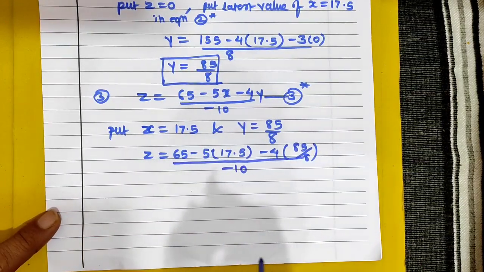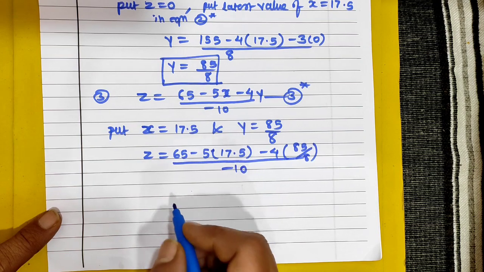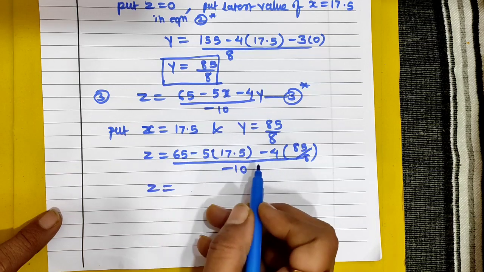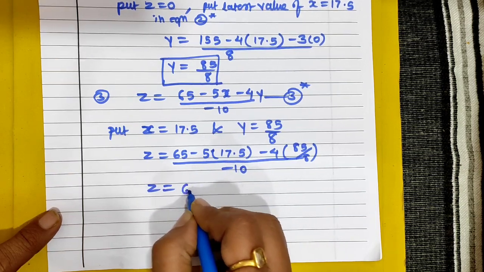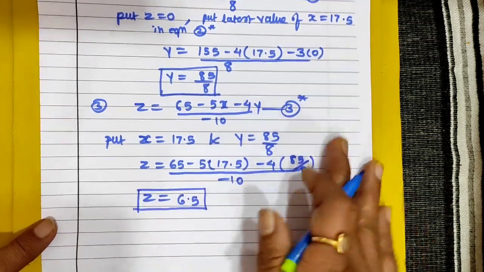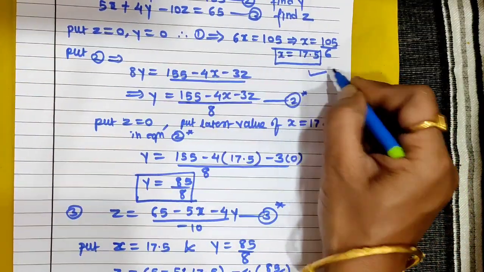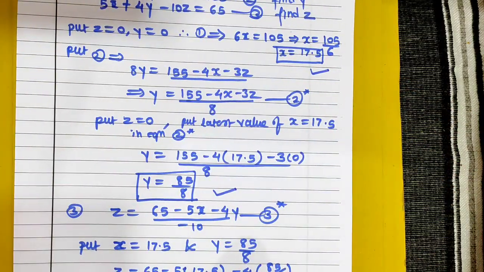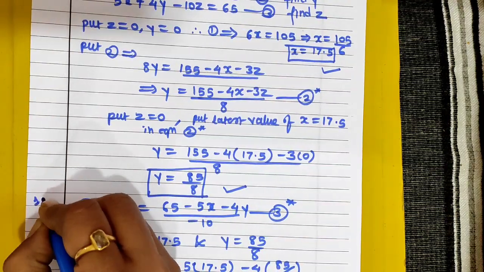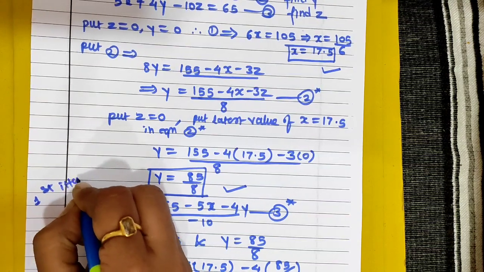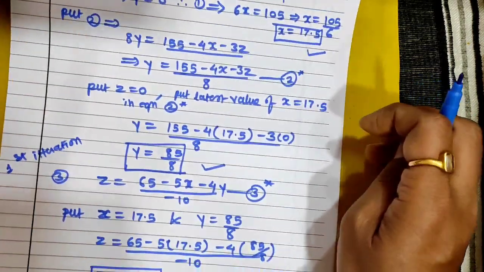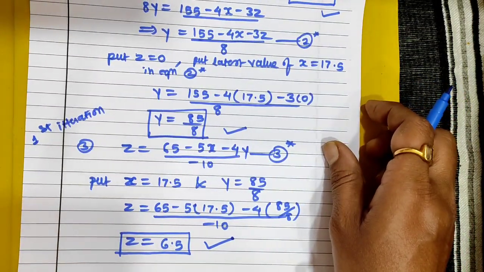Here you have to use the calculator, the calci. Then you will find that z equal to, I used the calci here and I got the value as 6.5. Okay, this is the latest value of z. Okay, this one is the latest value of x, this one is the latest value of y, and this one is the latest value of z. This is our first iteration. Okay, so we got the values of x, y, z the first time, so that is our first iteration.